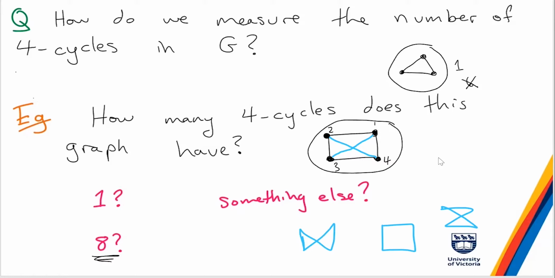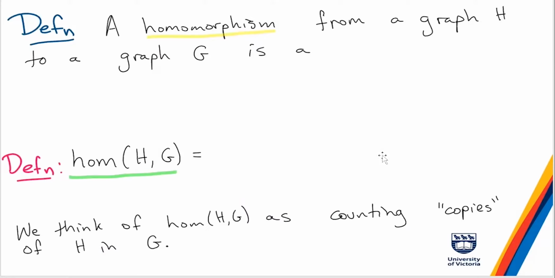And actually the way it's going to be convenient to count copies is none of these ways that I've described here. So for the purposes of this lecture, a way of measuring how many copies there are of a graph in another graph is going to be done in terms of counting homomorphisms. So this is bringing us back to the question in the poll. Let's define what we mean by homomorphism.